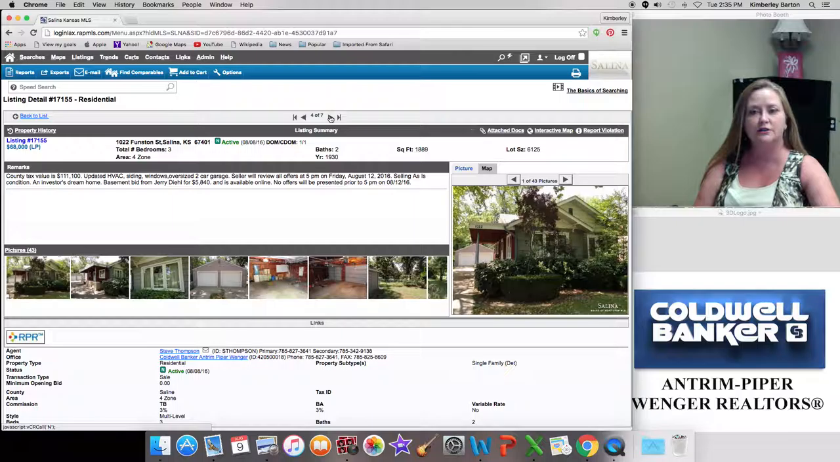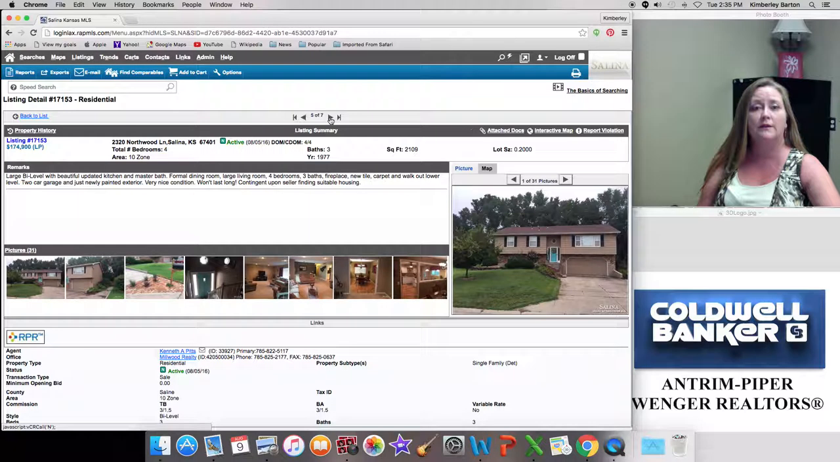1022 Funston Street, this is a Coldwell Banker listing for $68,000. And the cool thing about this house is that it actually has a county value of $111,000. It has a detached two-car garage, as you can see in some of those smaller pictures there. The seller just wants to sell and be done with it, and they are reviewing all offers this coming Friday at 5 p.m. So if you're looking for a flip property out there, this would be one that you might give me a call on and I can get you into.